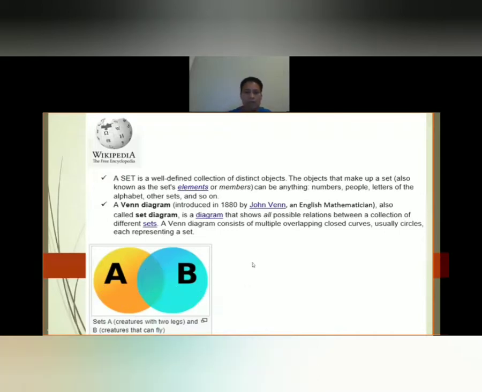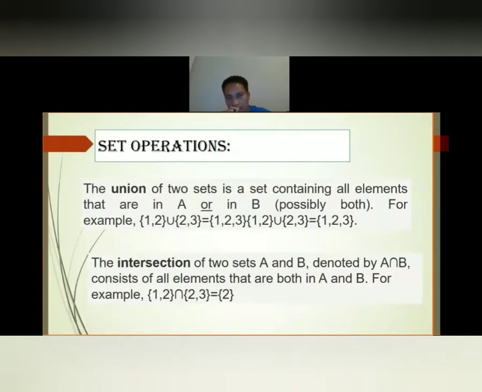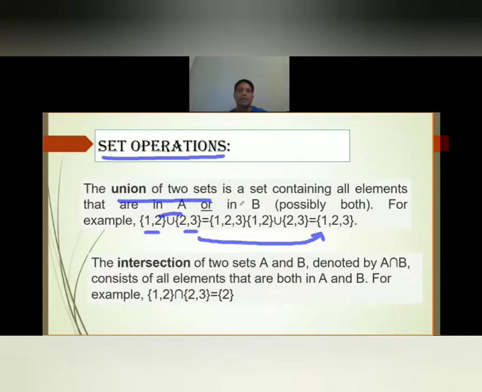Okay, let's proceed to set operations. So what is a union? The union of two sets is a set containing all elements that are in A or in B, or possibly both. Okay, that can happen. Now, for example, take a look at the example. Think of union as combination. When you combine, you will only count one time if the elements are common. In this case, the two is common. So when you combine both, this is the result of the union of sets A and B: 1, 2, and 3.